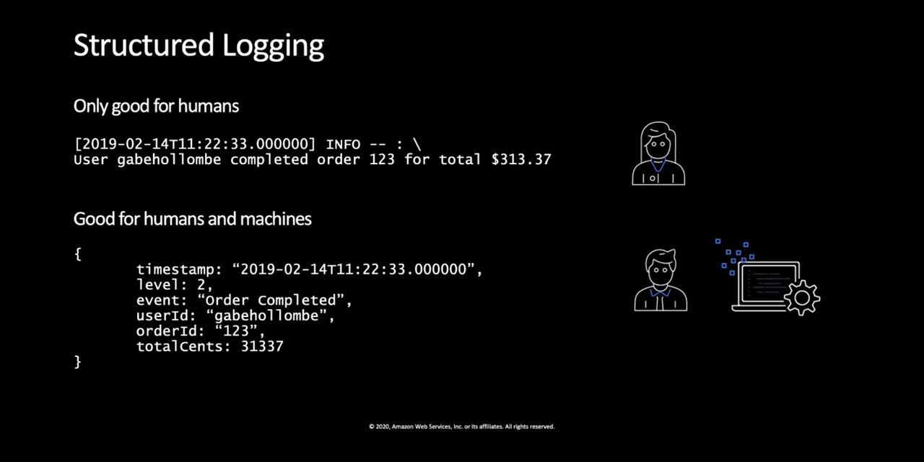So the concept is called structured logging. If you're a new developer, this may be a new idea for you. But if we compare these two examples I have here, the first one is only good for humans. We can say, I've got a timestamp, then I've got the log level, and then I've got a message. User Gabe Hollombe completed order 123 for total 31337, right? Awesome. It gets the job done.